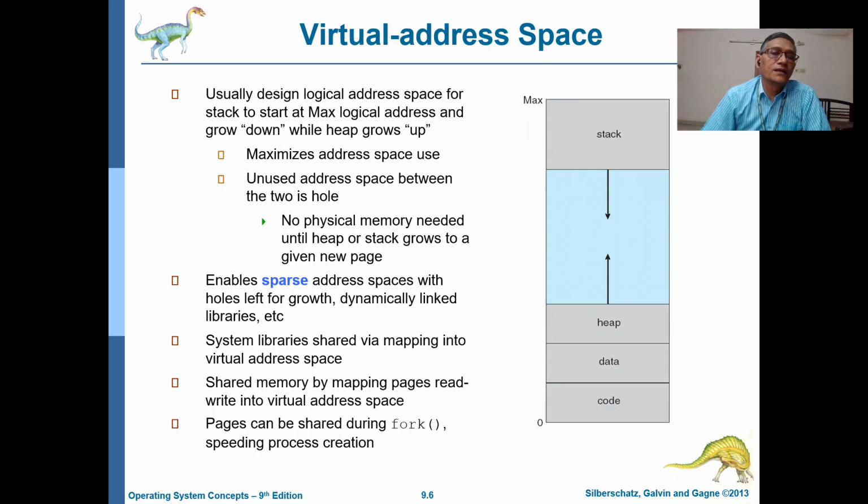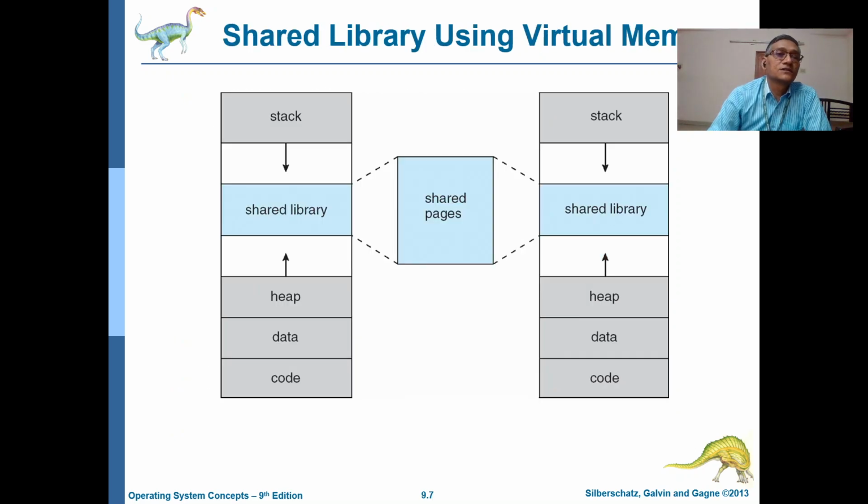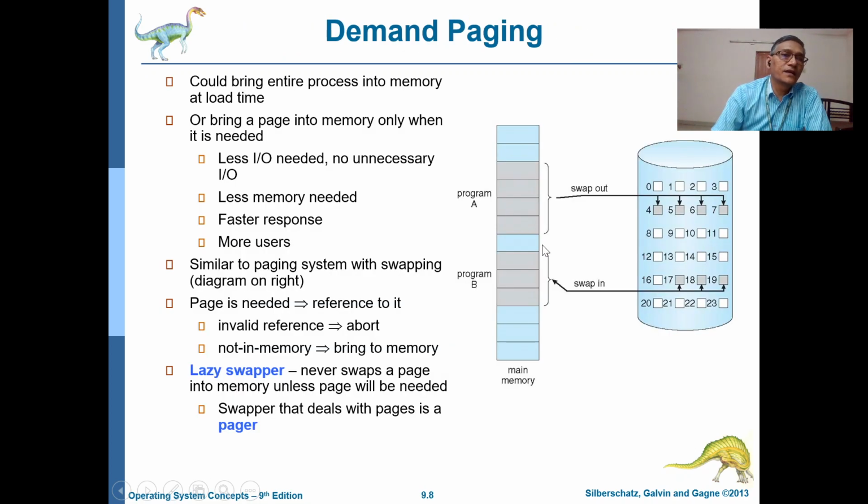No physical memory is needed until the heap or stack grows to a given new page. This enables a sparse address space with holes left for growth, dynamically linked libraries, etc. System libraries are shared via mapping into the virtual address space. Shared memory is provided by mapping pages read-write into the virtual address space. Pages can be shared during fork, speeding process creation. This is a schematic of a shared library using virtual memory. These shared pages, the corresponding memory portion, are shared among two processes. That's why we call it a shared library.